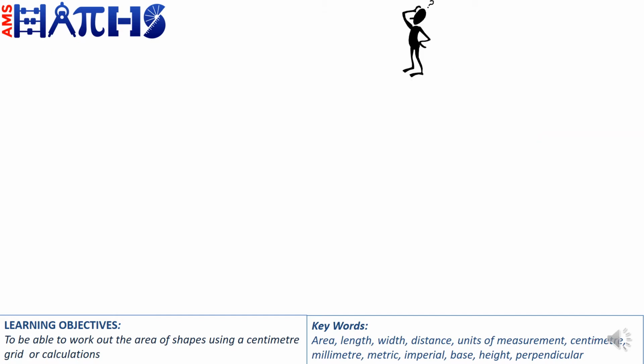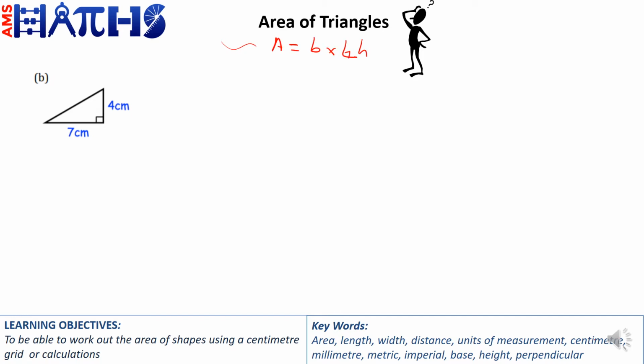Now we're going to do some calculations for area of triangles, and we're going to start with our first triangle. Remember, however, that the area of a triangle is base times perpendicular height divided by 2. So this triangle here, the base is 7, our perpendicular height is 4, and we need to divide that by 2. So we get 28 divided by 2, which is 14 centimeters squared. Let us look at another triangle.